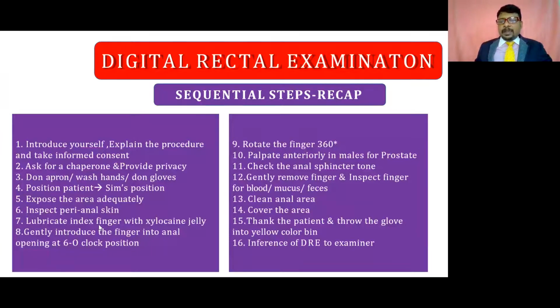Also palpate anteriorly in the male for prostate enlargement. Check the anal sphincter tone by asking them to squeeze or contract the anal muscles while the finger is inside. Gently remove the finger, inspect it for any blood, feces, or mucus, and clean the anal area and cover it. Thank the patient, throw the glove into the yellow bin, and then present the findings to the examiner. So these are the sequential steps of the digital rectal examination.